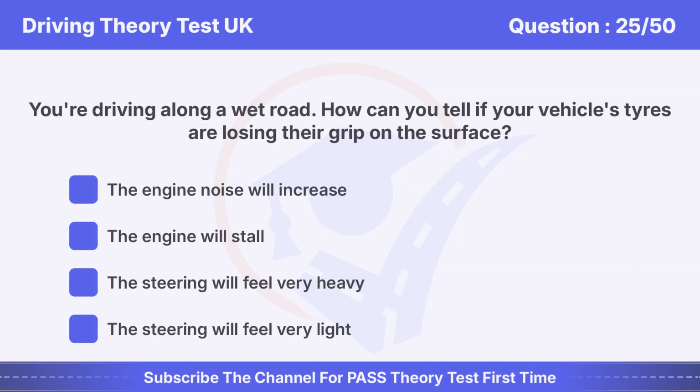Question 25. You're driving along a wet road. How can you tell if your vehicle's tires are losing their grip on the surface?